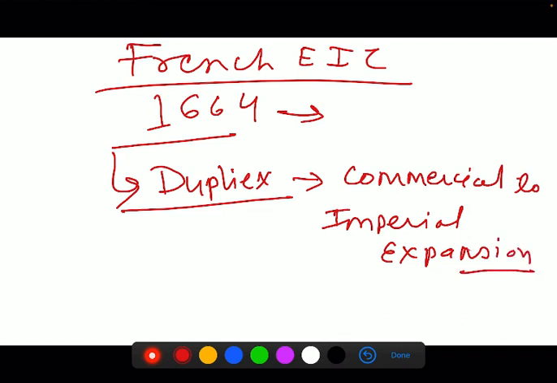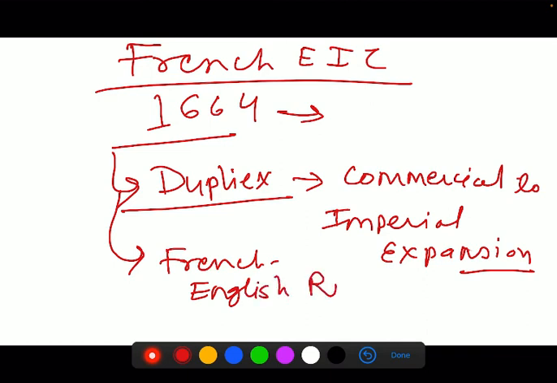And then finally we will see how French-English rivalry led to the Carnatic War. So this is all about European advent in India, and in the next video I will discuss the Carnatic War in detail.